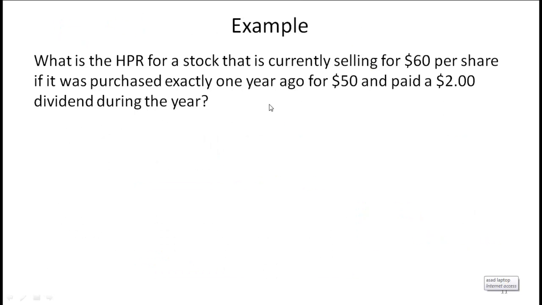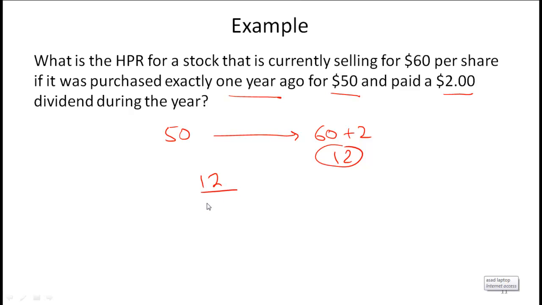How do you do this? What is the holding period return for a stock that is currently selling for 60 per share if it was purchased exactly 1 year ago for 50 and paid a $2 dividend? The way you do this is your investment was 50. On the investment of 50, at the end of the year, you made 60 plus 2. So essentially you made $12 on a $50 investment. So this gives you a return of 24%. So this is your holding period return over 1 year, because the problem tells you that this happened over 1 year.